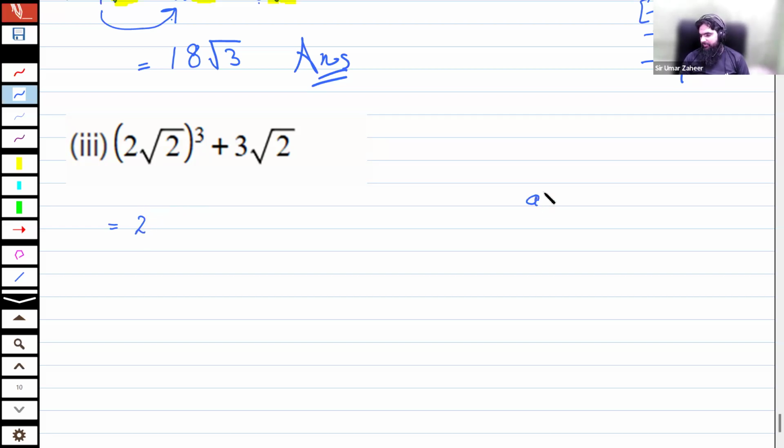We have done the rule of indices in the last class. We have a whole power, so we'll apply the power on the first term, and we'll apply the power on the second term. So 2 raised to power 3 and square root 2 raised to power 3, plus 3 square root of 2 as it is.